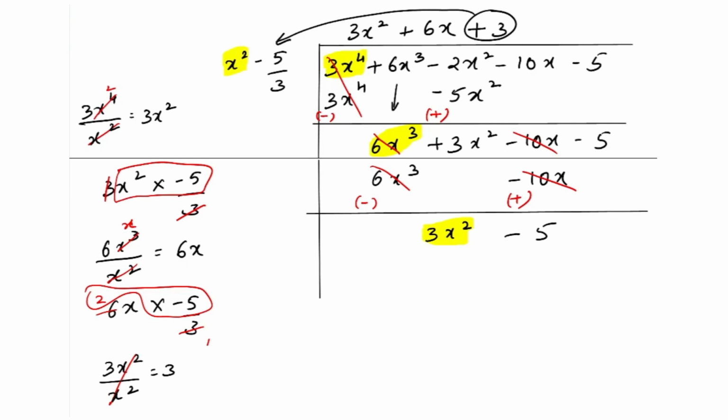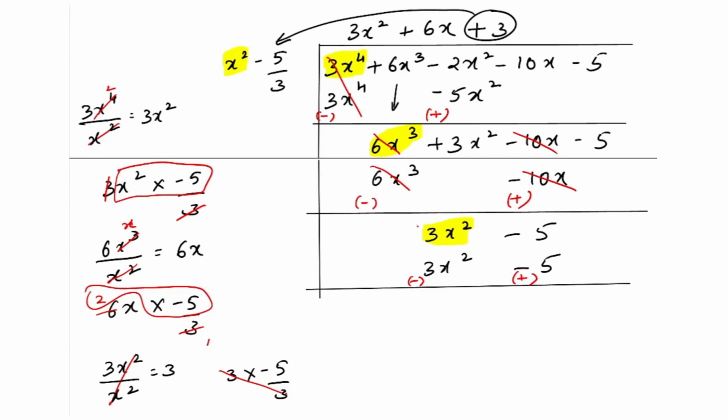So 3 into x square is 3x square, and then we have 3 into minus 5 by 3. So here 3 and 3 will get cancelled. We are left with minus 5. That minus 5 we will write here. Now let us subtract this. So before we subtract, we'll change the sign. So plus will change to minus and minus will change to plus.